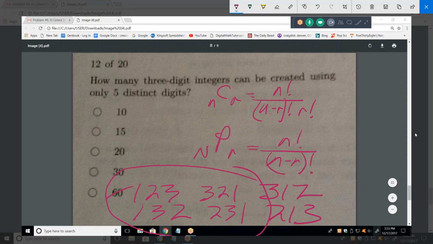If I just wanted to know how many numbers had the digits 1, 2, and 3 in them, then this is 1. All 6 of those numbers have the digits 1, 2, and 3 in them. But if I wanted to know how many different 3-digit numbers can be created with those 3 digits, that's a permutation problem, because this is different than this, which is different than that. In other words, if there's a difference, then it's a permutation. When order matters, it's a permutation.